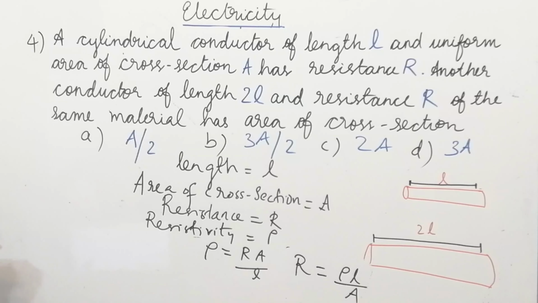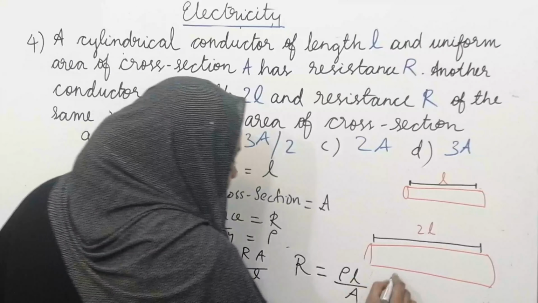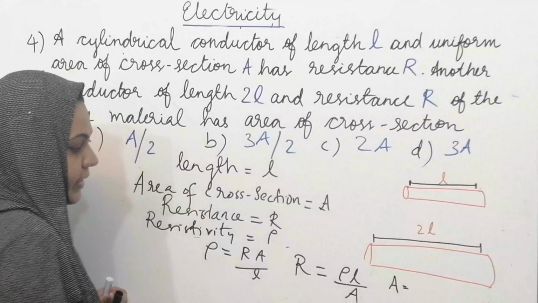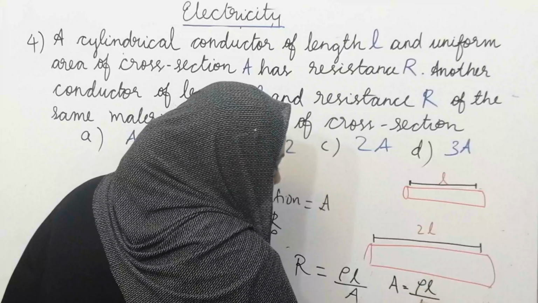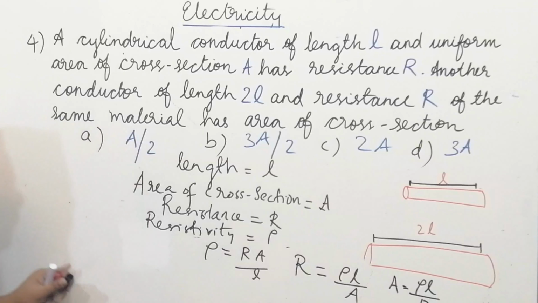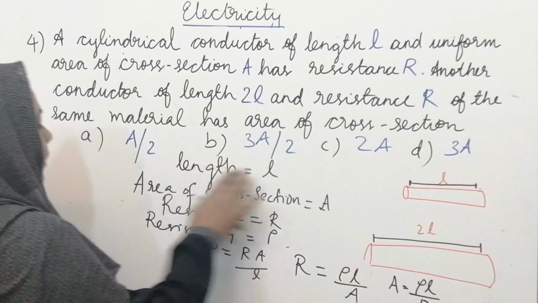So now we can find the area of cross section. What will it become? We have to find the area of cross section, right? So it will become rho L by R. So we found the value for area of cross section in the first case. Now we can do the second case. I hope you understood. This is the normal pattern.